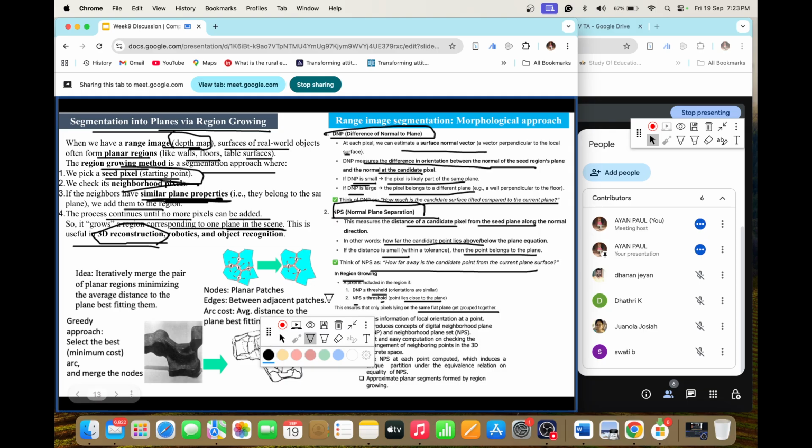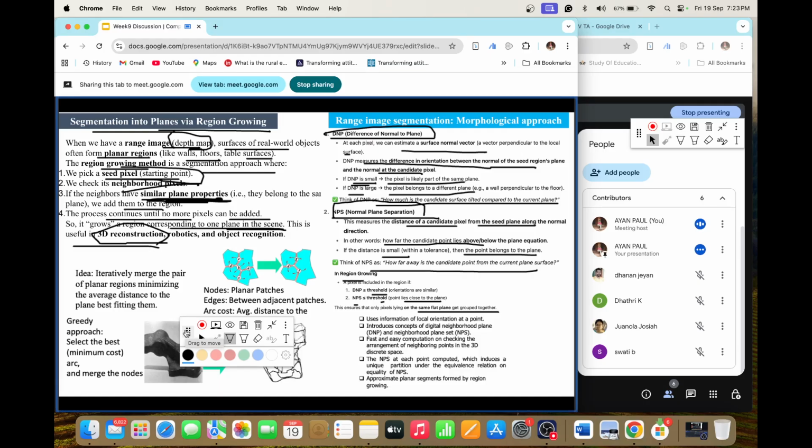Is it clear what I have told? Let me repeat. Here we are talking about segmentation into plane via region growing. Why is it essential? When we are talking about range images, these planar regions are important, because they can tell you whether it is a wall, floor, or table surface. And they can be used in any 3D reconstruction. So how do we proceed with this problem?